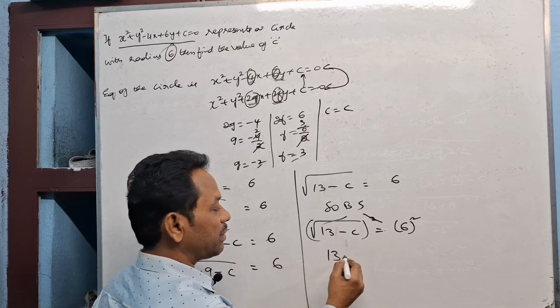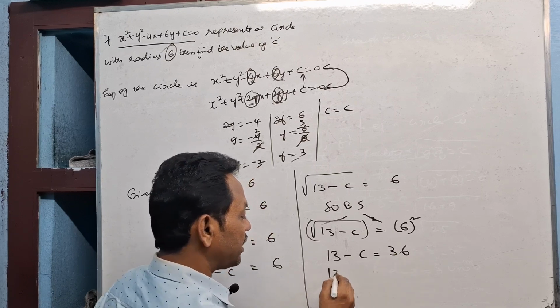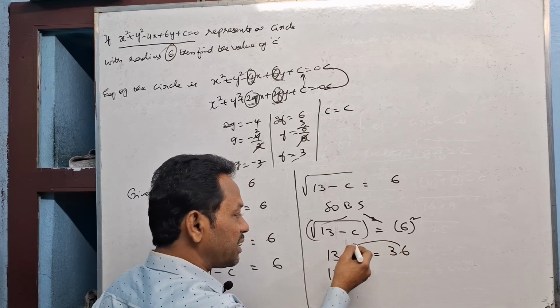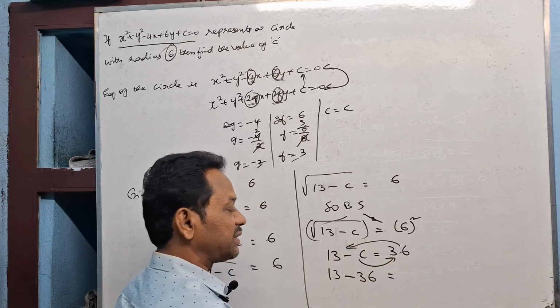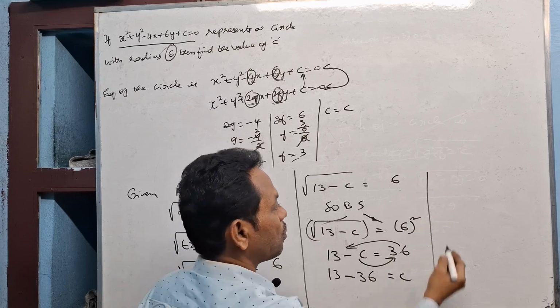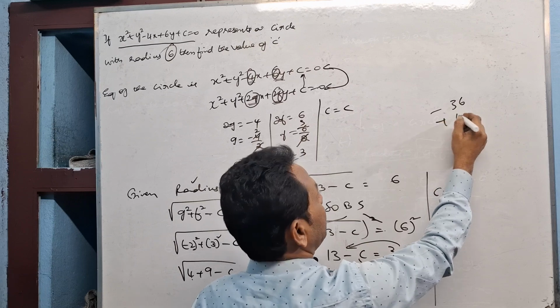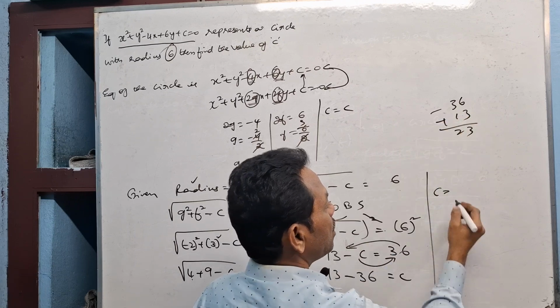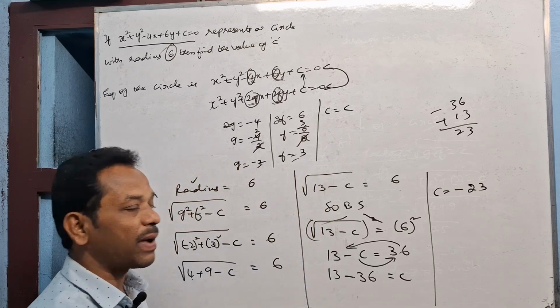So we have here 13 minus c equal to 6 into 6 is 36. So 13 minus 36 is shifted this side. So we'll get minus 36 equal to minus c is shifted that side. So c equal to minus 36 plus 13 gives you minus 23. So the c value is minus 23.